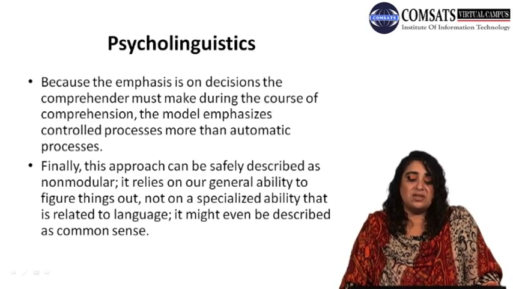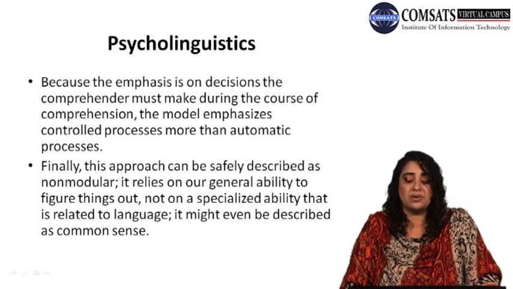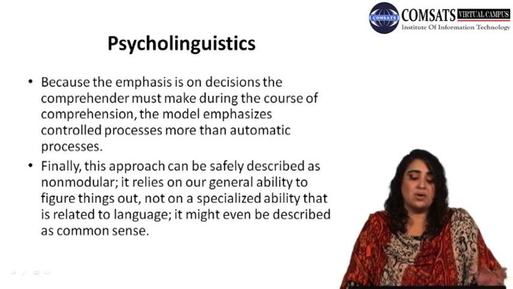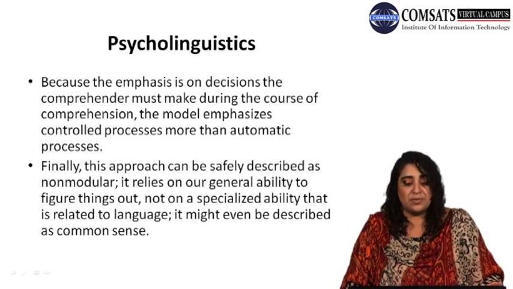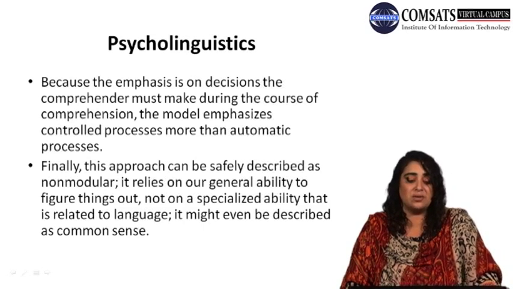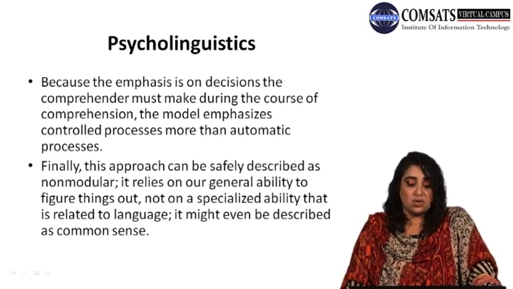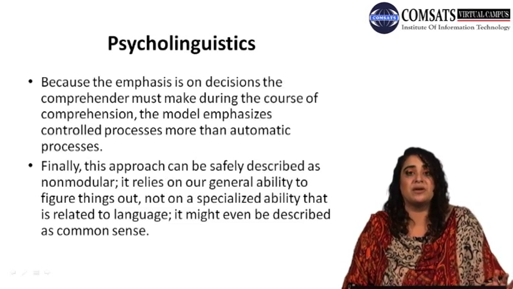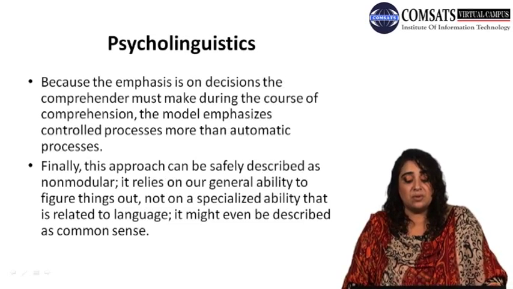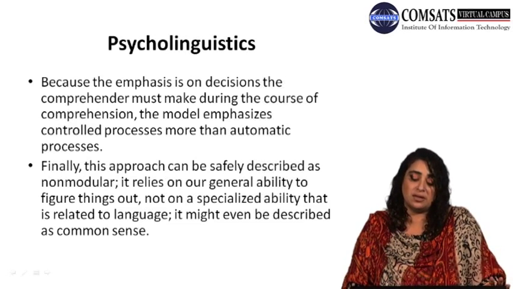Now because the emphasis is on decisions the comprehender must make during the course of comprehension, the model emphasizes controlled processes more than automatic processes. So kyunki ab isme emphasis is pe zor diya ja raha hai un decisions pe jo comprehender jo samajhne wala hai, the comprehender must make during the course of comprehension. The model emphasizes controlled processes more than automatic. So isliye zyada kyunki humne ab ye cheez dekhni hai na, emphasis ke kaise samajh aa rahi hai, theek hai, aur kaise usko understand kiya ja raha hai, to wo controlled processes mein chala jayega, more than automatic process. Now finally this approach can be safely described as non-modular. So is approach ko hum non-modular express kar sakte hain.